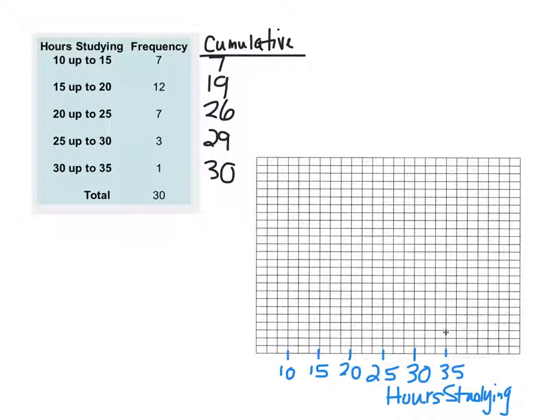Okay, now we're ready to look at our y-axis. And we're going to put a scale of 5 here. So we'll go 5, 10, 15, 20, 25, 30. And we're going to add our label, number of students.